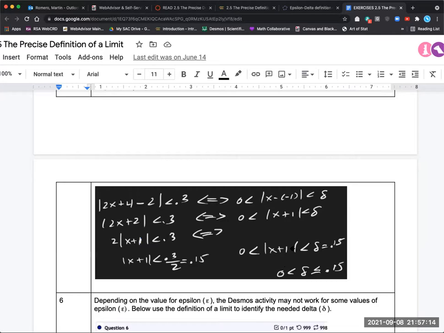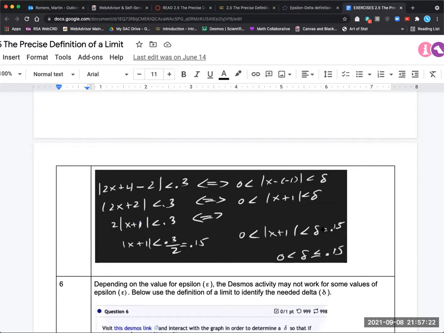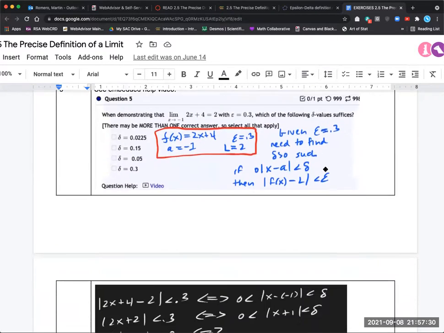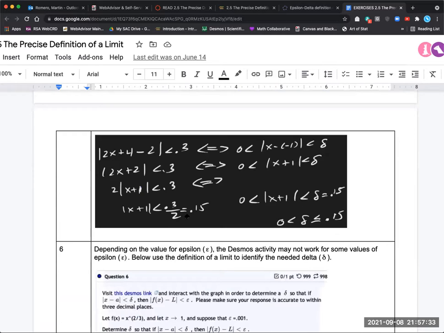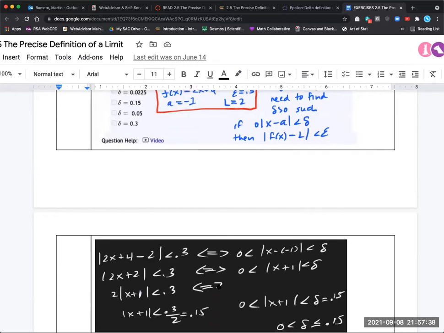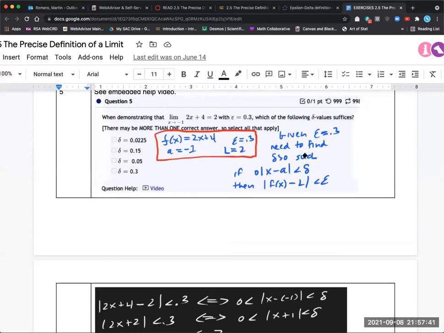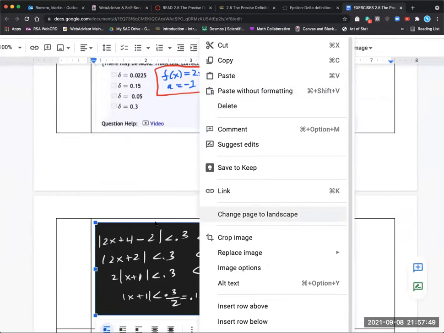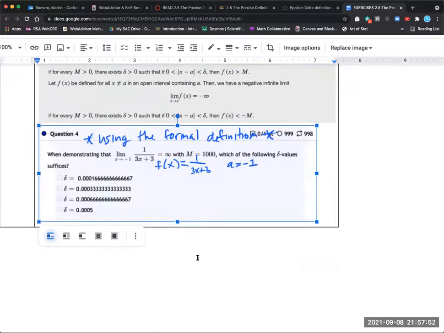We know the absolute value of x plus 1 is less than delta. And so we can then say delta has to be less than or equal to 0.15. If that's the case, then I will always be within 0.3, epsilon, meaning if I'm only 0.15 away from -1, then I can always show that my function falls within the limit. I'm getting closer and closer to the limit of 2. And so that's what we're trying to show here.